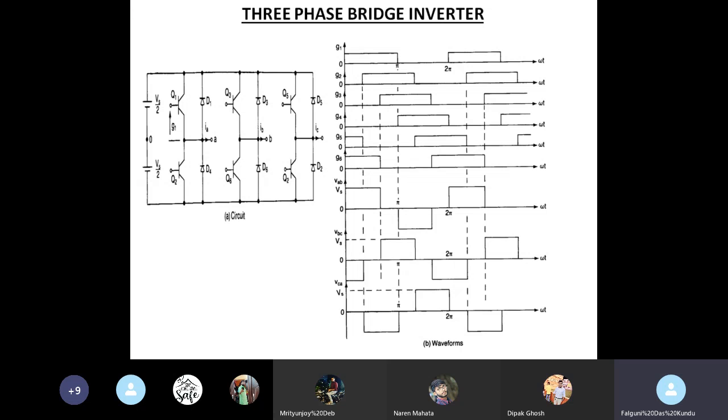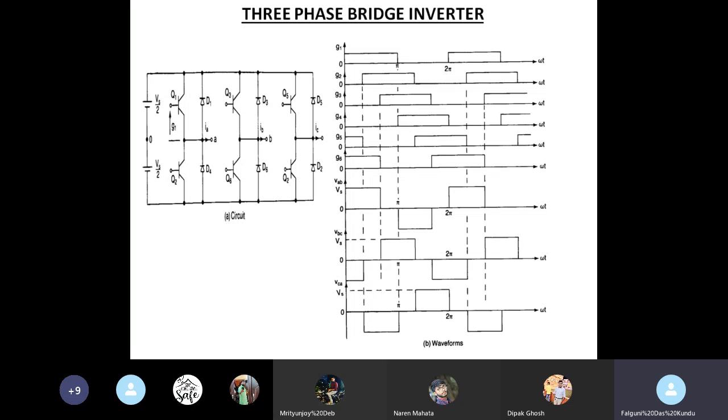In case of the three-phase 180-degree mode VSI, each SCR conducts for 180 degrees of a cycle. Okay, that means the thyristor or transistor pair in each arm, that is Q1, Q4, Q3, Q6, Q5, Q2, are turned on with a time interval of 180 degrees.